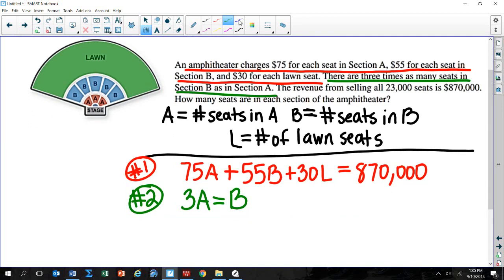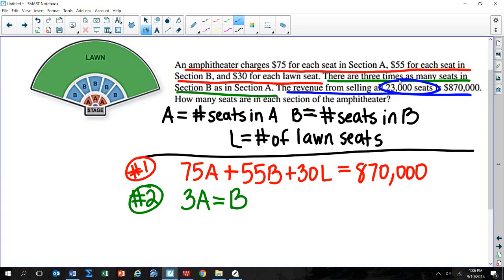Okay? And the last one says the revenue from selling all 23,000 seats is $870,000. I'm just going to focus on 23,000 seats. Everyone agrees. The variable A represents the number of seats in section A. The variable B represents the number of seats in section B. And L represents the number of lawn seats. How do I write an equation for the number of seats?